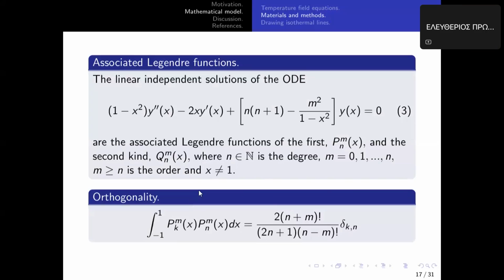Let's talk about the associated Legendre functions. They satisfy this ordinary differential equation, where n is the degree of the associated Legendre function, and m is the order of the associated Legendre function. This is the orthogonality condition that we will use later.